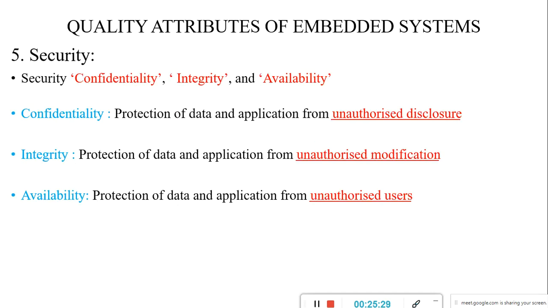Now, moving further, the fifth important quality attribute of an embedded system, which the design should take care of, is security. What do you mean by security here? I'll explain that later on. But security is nothing but confidentiality, integrity or availability. Don't confuse this availability with the term mentioned in the previous slide. The one mentioned under maintainability is different from here.